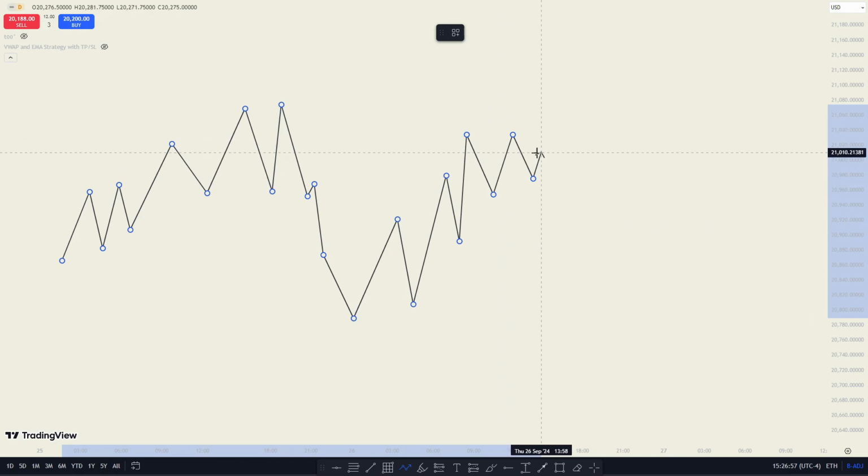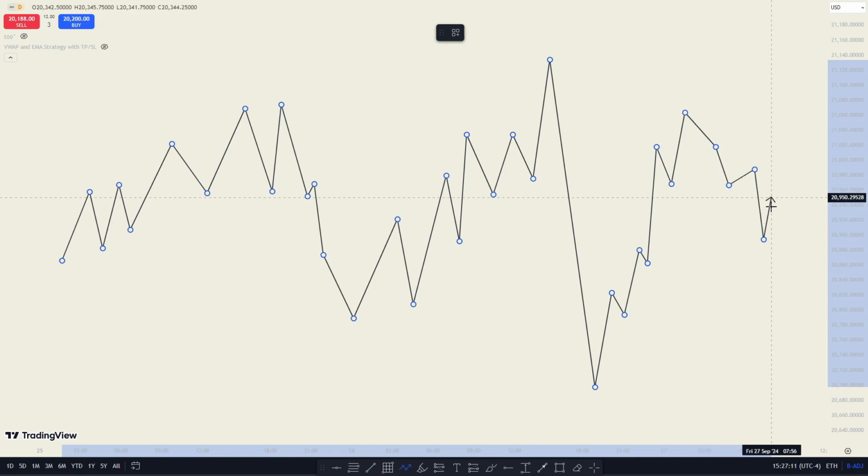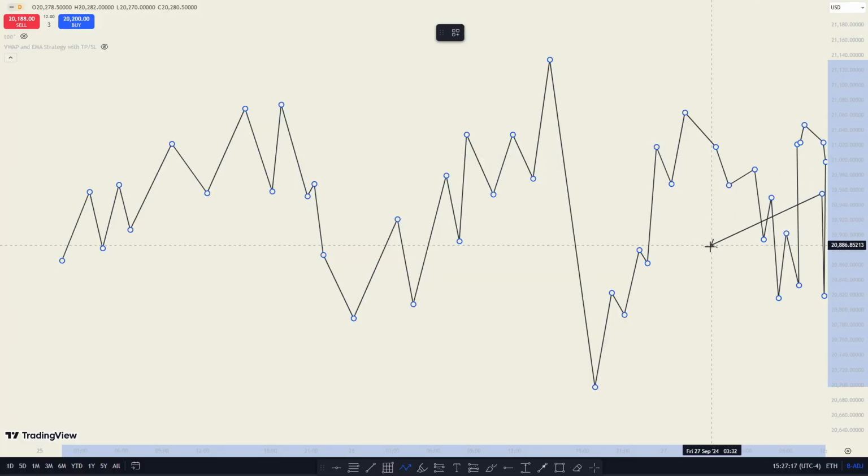Another way to identify low probability conditions is if at the market open we took out both sides of liquidity. We will typically just range between the high and low, so it will look something like that till the end of the day.